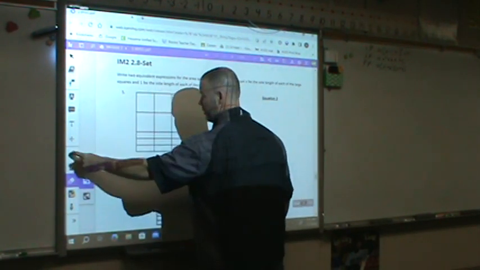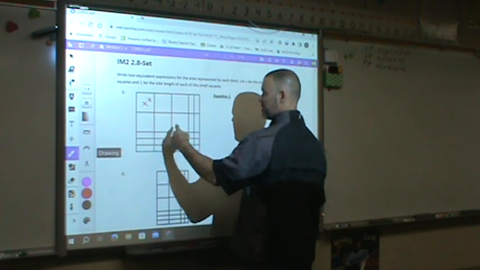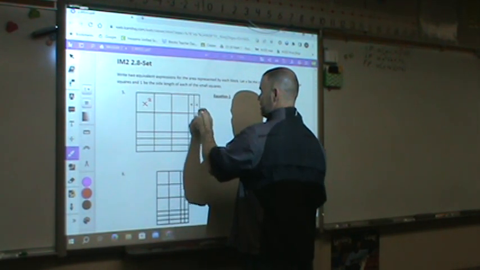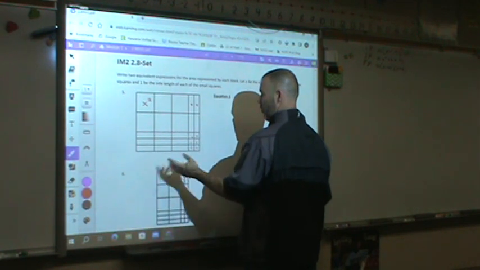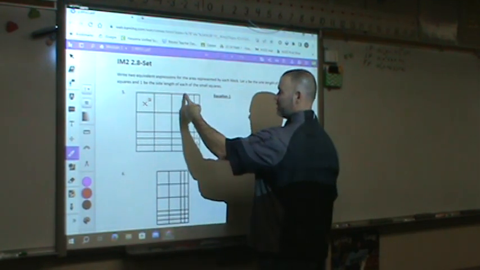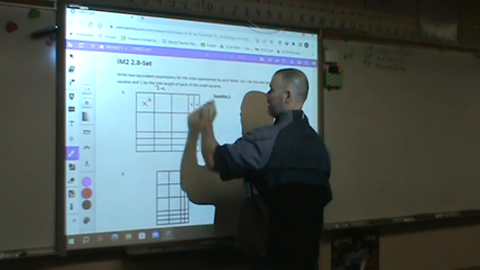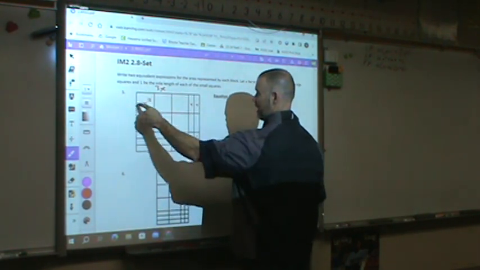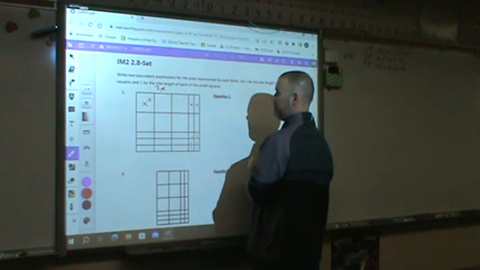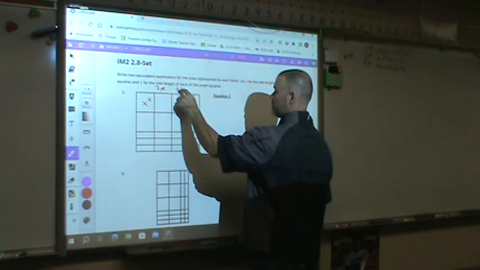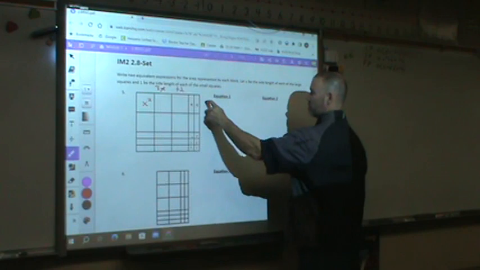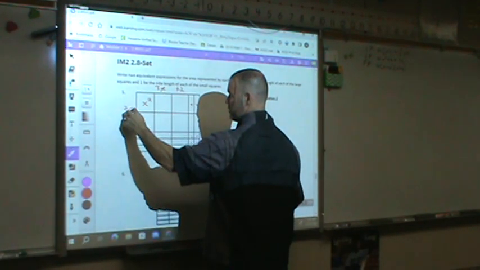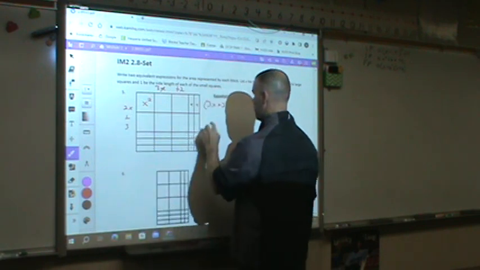Okay, so if all of these are x squareds, then what do I have? And all of these are x's and these are 1s. What essentially do I have? How many x squareds do I have and how many 1s? I have 3 x's essentially along this side, because if I multiply I get the x squared, so sorry. And I have 2 1s, so that would be 3x plus 2. So one equation is 3x plus 2, and the other equation is going to be 2x plus 3.